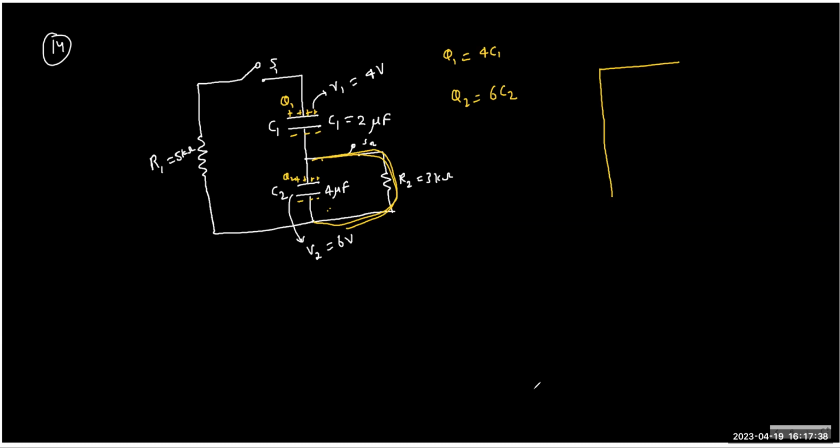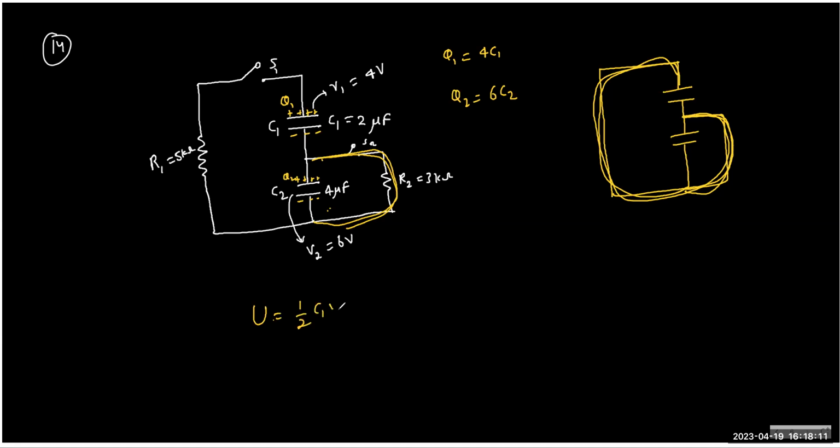So, in the steady state, the flow of current will stop. So in a way, all are short circuited. This capacitor is also short circuit, and this is also short circuit. So all charge will vanish. That's the first step of solving this question. So what is the total energy stored in the system? Half C1 V1 square plus half C2 V2 square, and all of the energy has gone.